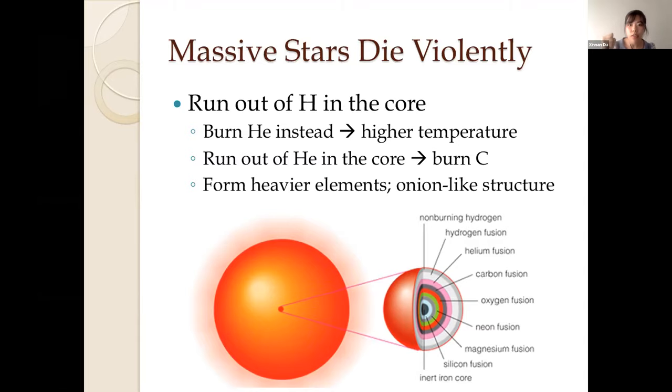It increases until the point where the core's temperature is high enough to actually burn helium. So at this point, helium starts burning and it reestablishes the balance between inward pulling gravity and outward pushing pressure. Similarly, when helium runs out, the core contracts again, compressing itself really hard, and the temperature increases until it is high enough to burn carbon.